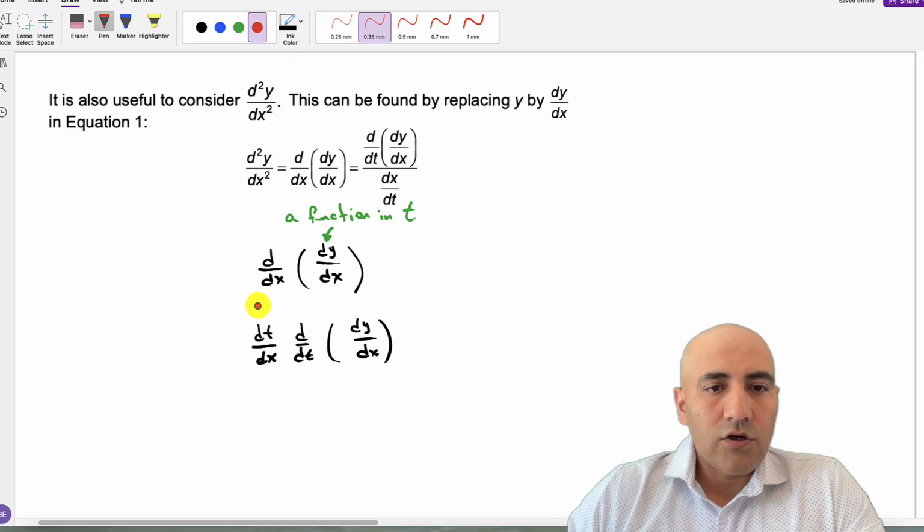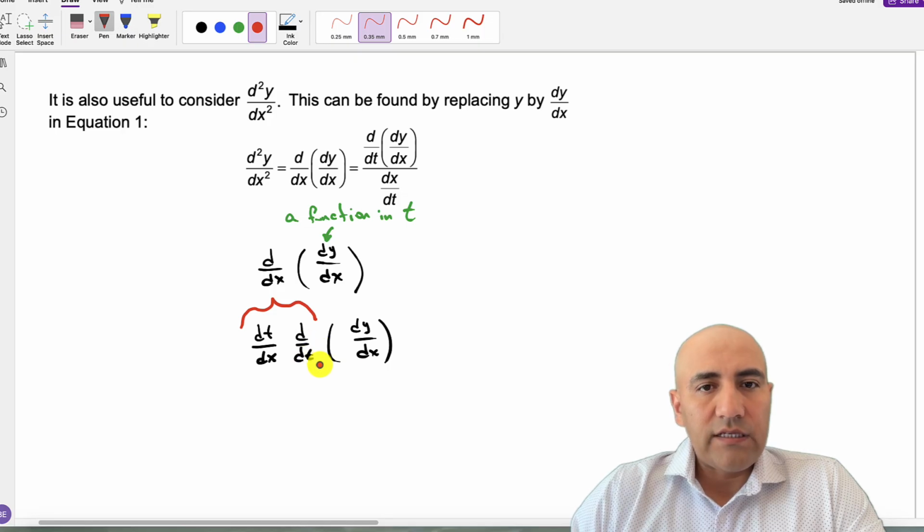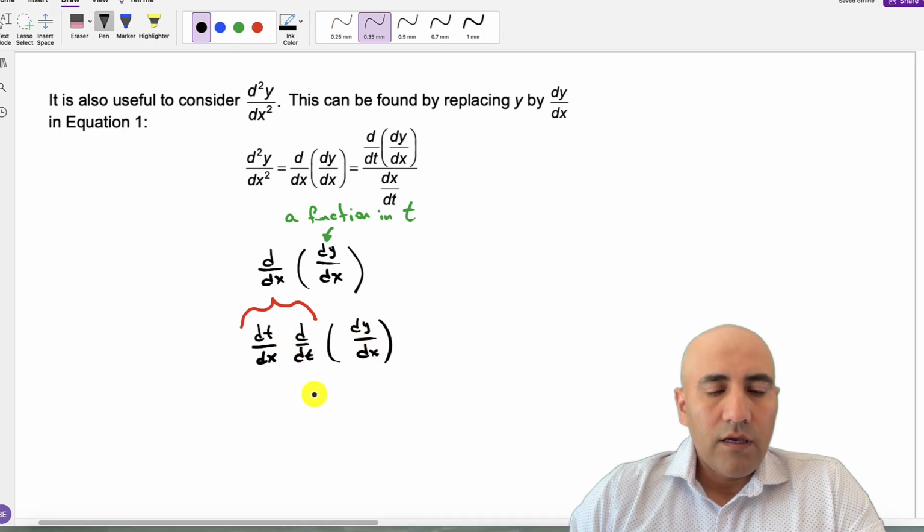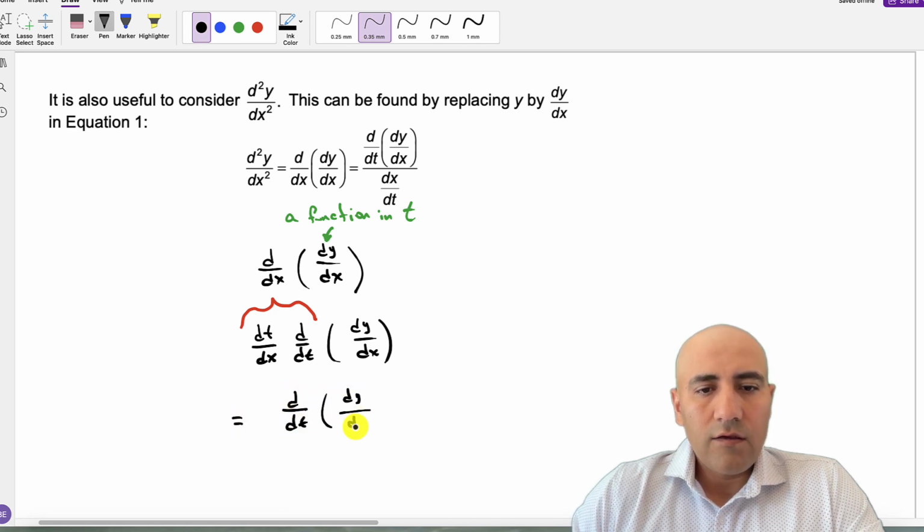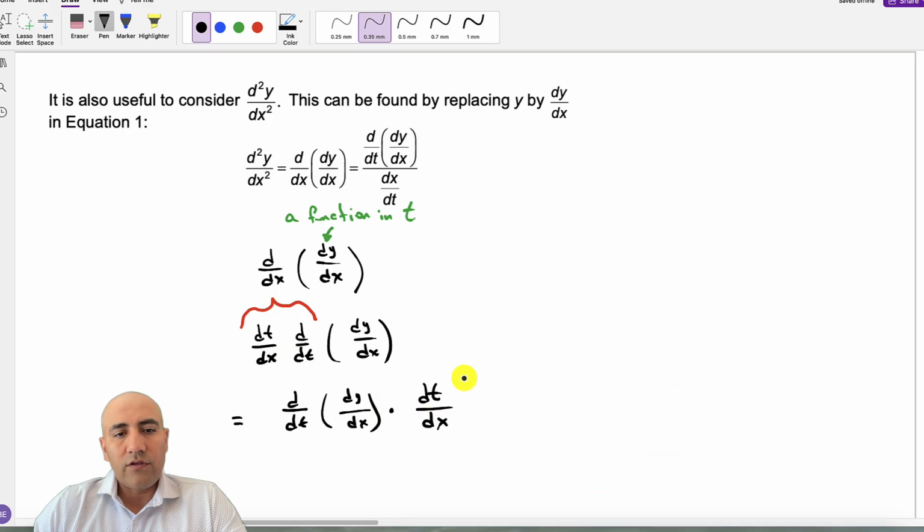So this term is this. Good. Okay, so now these we keep together. I'm going to take a derivative with respect to t on dy/dx, and then I'm going to separate these a little bit. I'm going to rewrite these as d/dt of dy/dx times, and then I have a dt/dx over here. I just moved it around to the front.